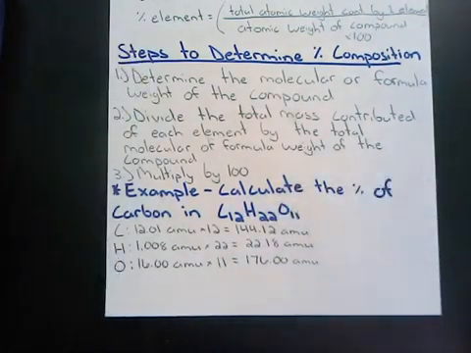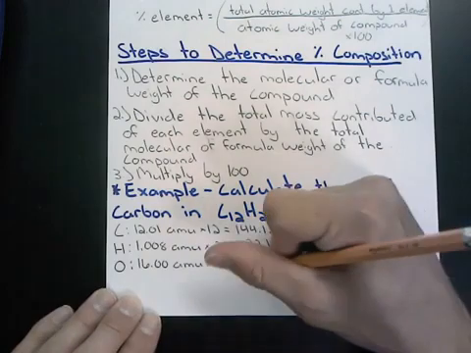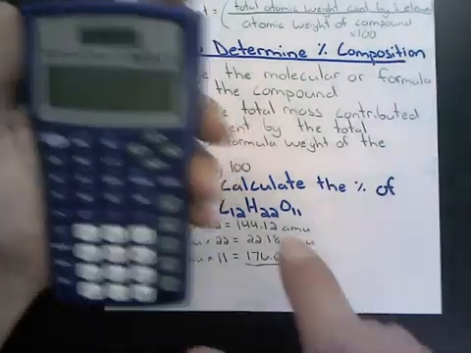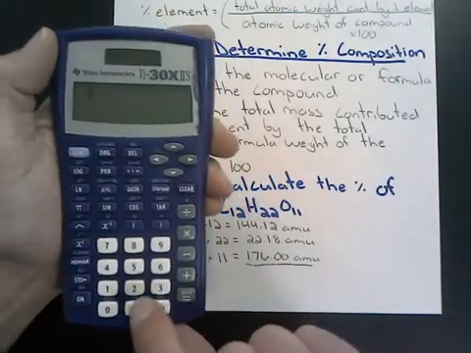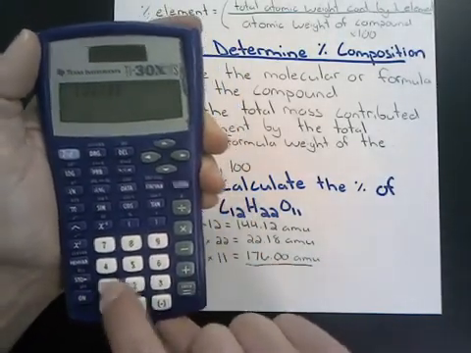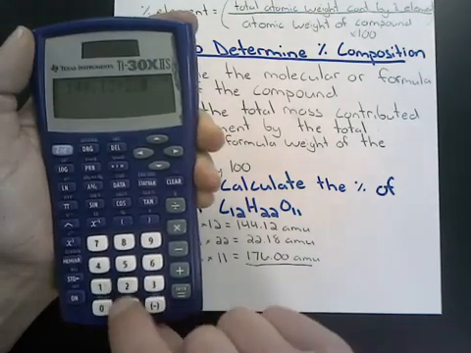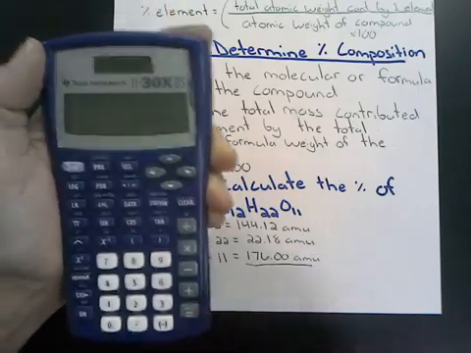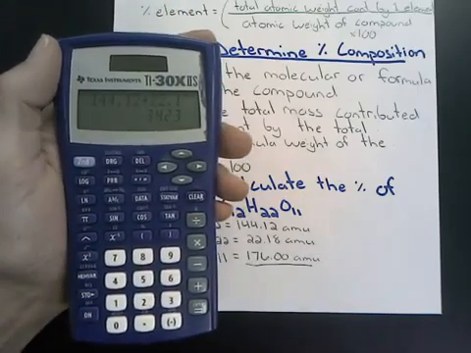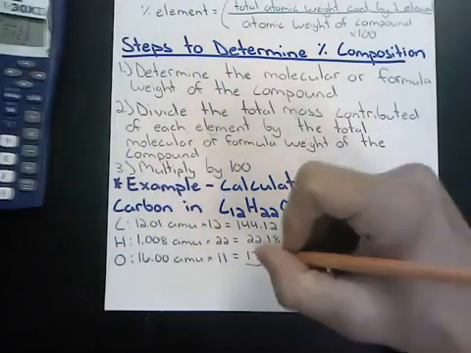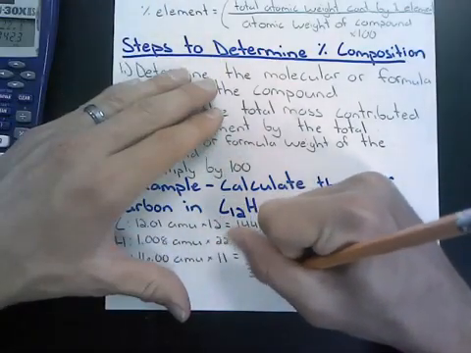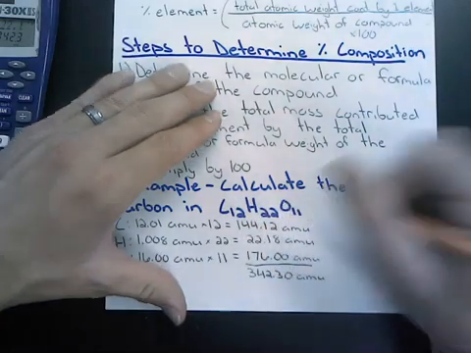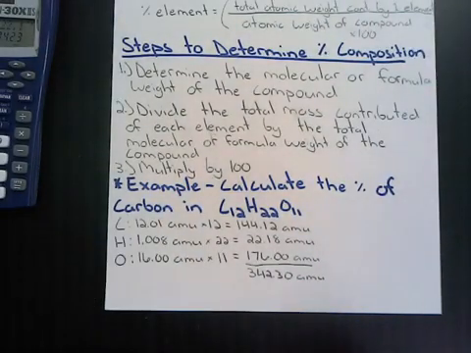And so all I need to do now to find the total overall formula weight of our sugar compound here is just add these together. So in my calculator, I'm going to take 144.12 plus 22.18 plus 176.00. And I end up with a value of 342.30 AMUs.